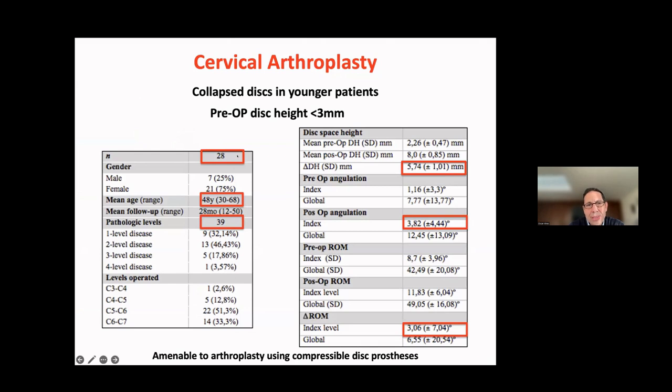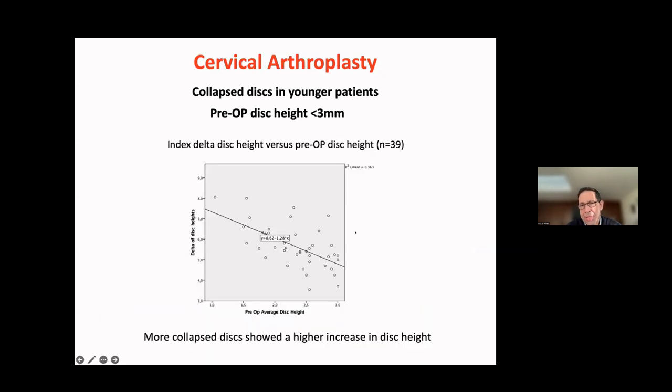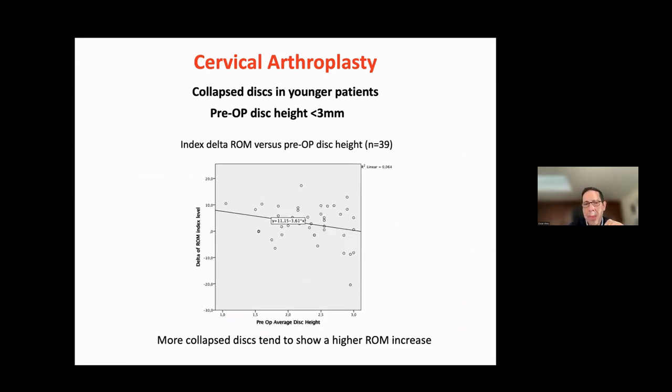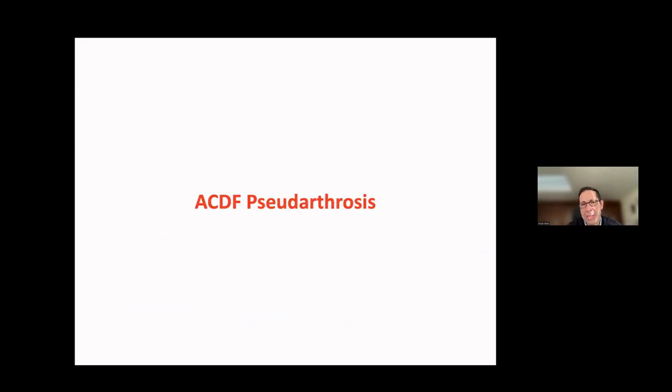We looked at our patients, and we identified 28 patients. This was done maybe 3 years ago. We have more patients, and we are updating the data. Mean age 48 years, 39 pathological levels, and see the nice increase in disc height, in disc angulation, and in range of motion. So in collapsed discs, you can do a very nice job if you use this kind of compressible disc prosthesis. It was interesting to see that more collapsed discs showed a higher increase in disc height and also a higher range of motion. This is due to the fact that the facet joints were preserved.